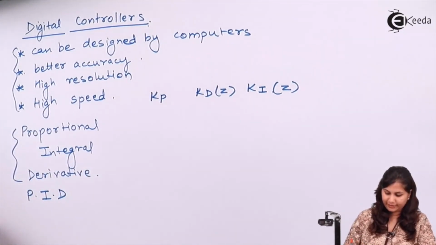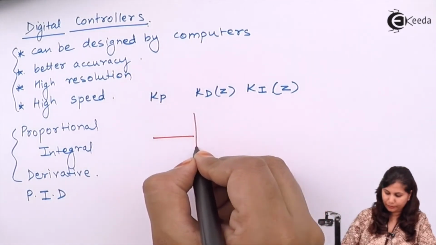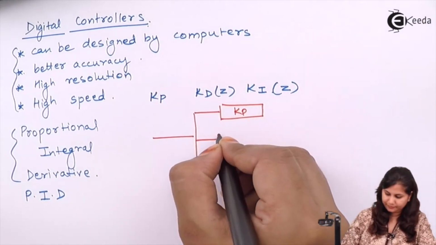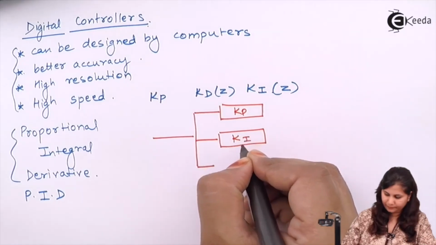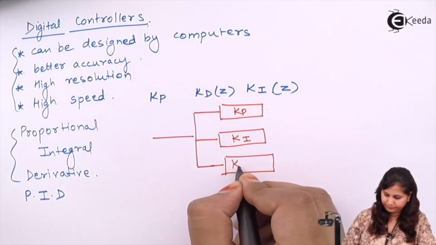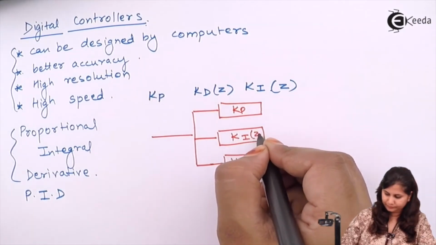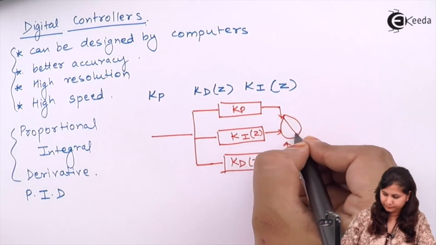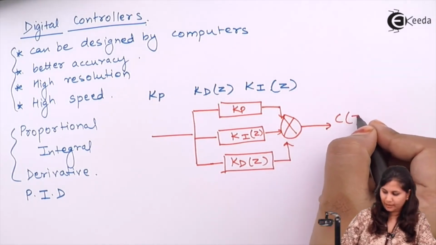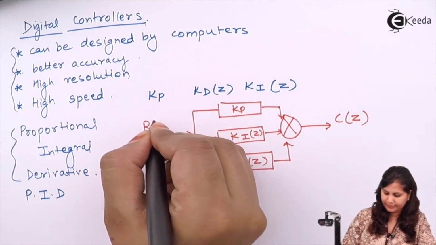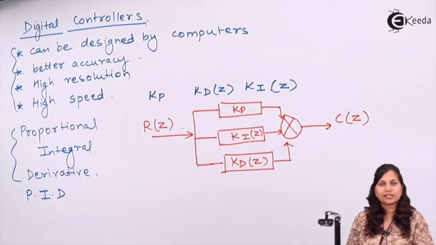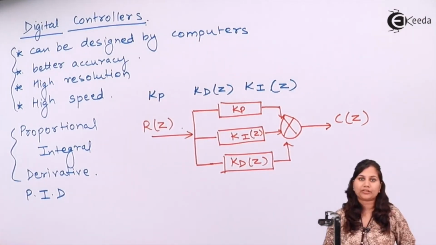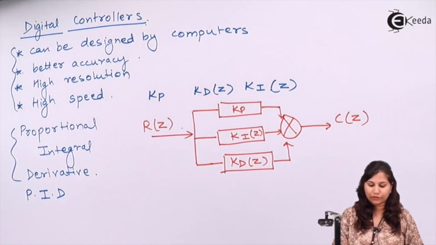And if we draw the block diagram for it, it will be like this: this is our input, these are the three controllers, Kp, this is our output C(z), and this is the input R(z). So here we are just taking the Z transform, otherwise all the mathematical operations are the same, just like the analog controllers.